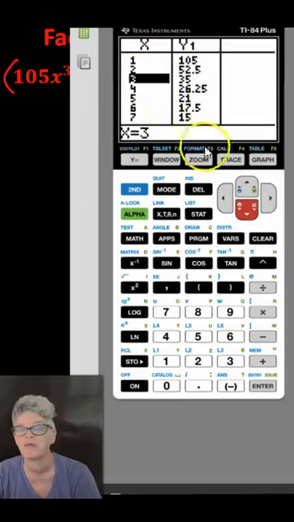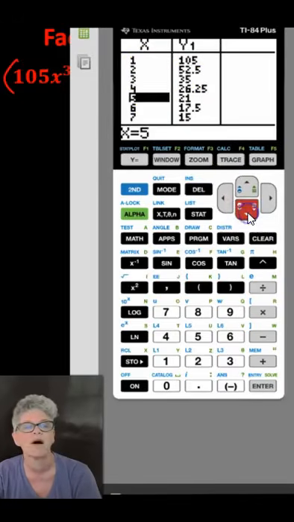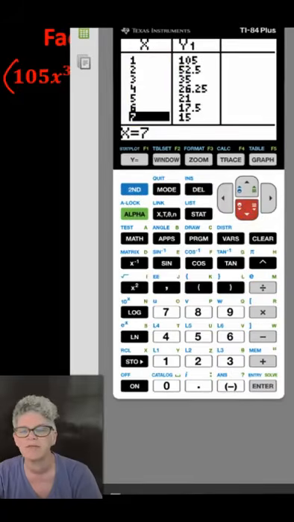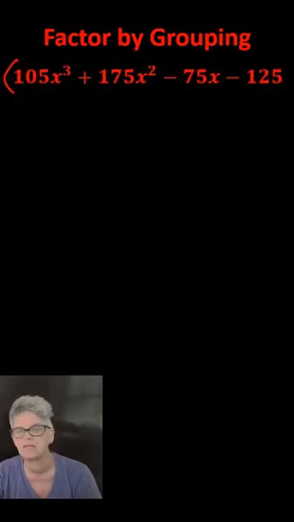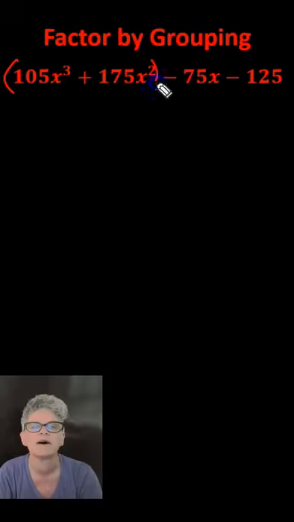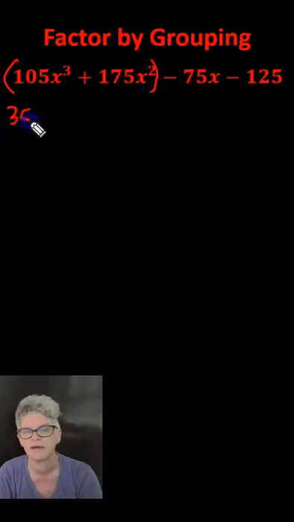3 times 35 is 105. 5 times 21 is 105. 7 times 15. And if you do the exact same thing to 175, it turns out the largest common factor between 105 and 175 is 35. And so that's what I'm going to factor out.